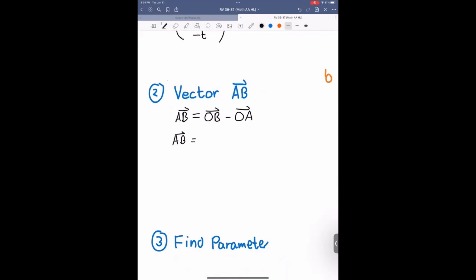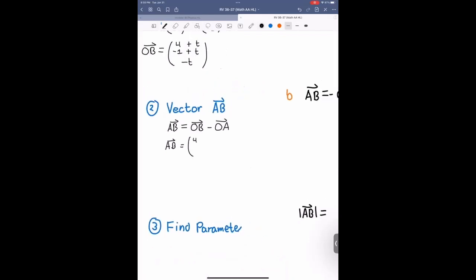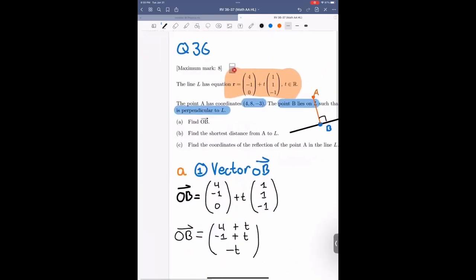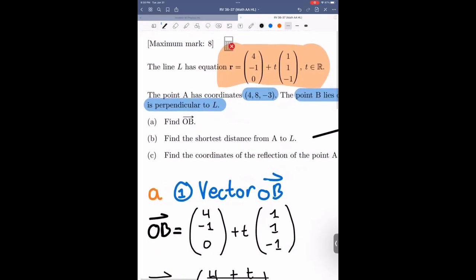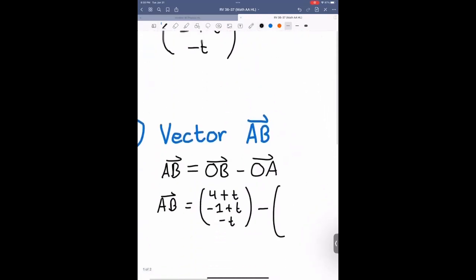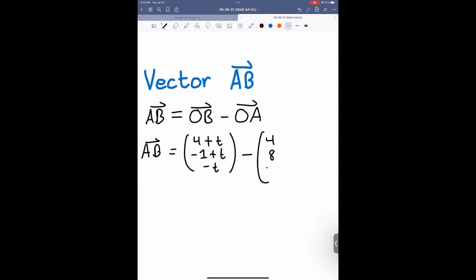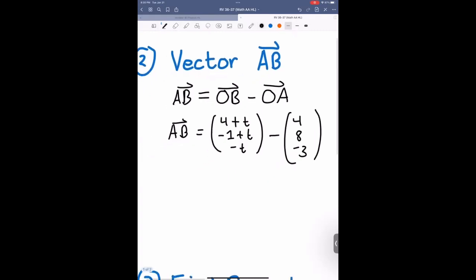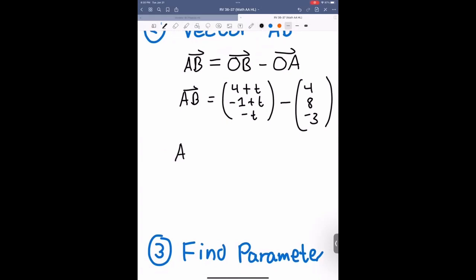We know what vector OB is. We found that in the previous step. And vector OA can be found using the coordinates of point A that we were given in the problem, which is (4, 8, -3). Now let's combine that into one vector by subtracting, which gives t, -9 plus t, and 3 minus t.